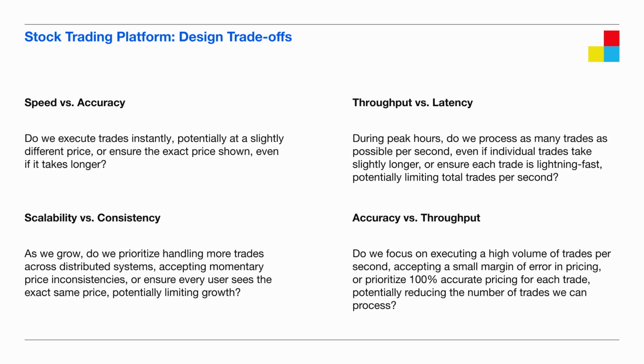Scalability versus consistency. As we grow, do we prioritize handling more trades across distributed systems, accepting momentary price inconsistencies, or ensure every user sees the exact same price, potentially limiting growth? Accuracy versus throughput. Do we focus on executing a high volume of trades per second, accepting a small margin of error in pricing, or prioritize 100% accurate pricing for each trade, potentially reducing the number of trades we can process?